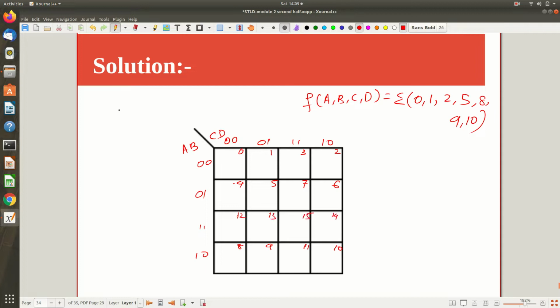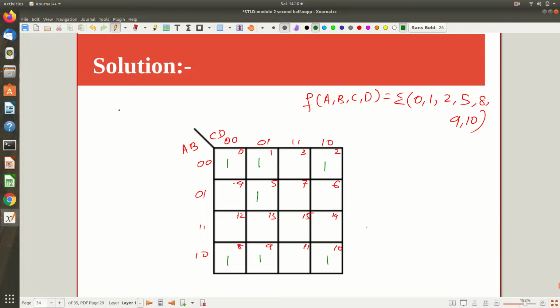Okay. Now, which are all the elements that are present in the expression? Min term 0 is there, min term 1, I mean these min terms are there, then min term 2 is there, min term 5 is there, min term 8 is there, min term 9 is there and min term 10 is there. Now you have to group them. So that is your target. So now you know it very clearly. Yeah, there is a twist in this question.